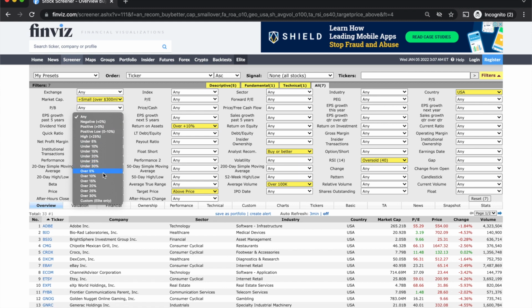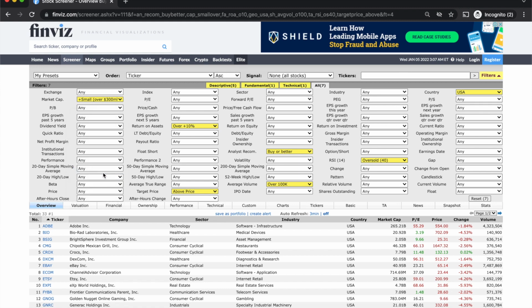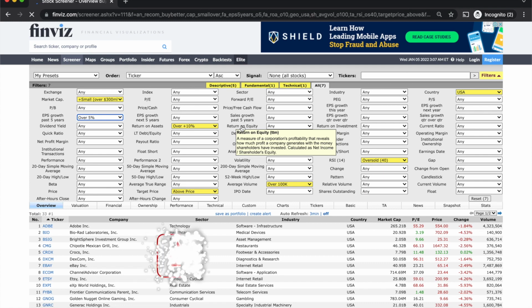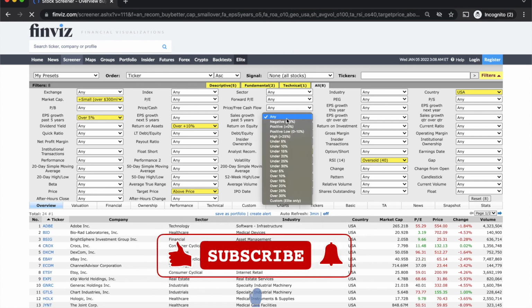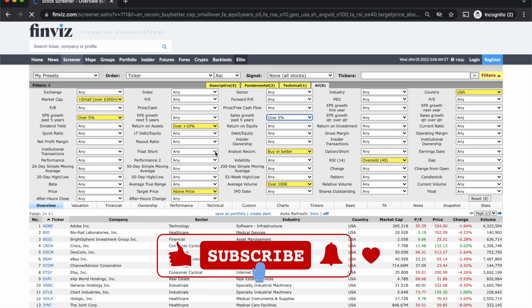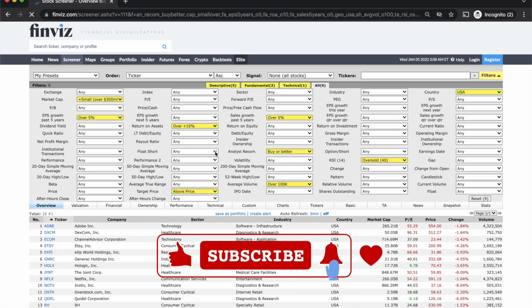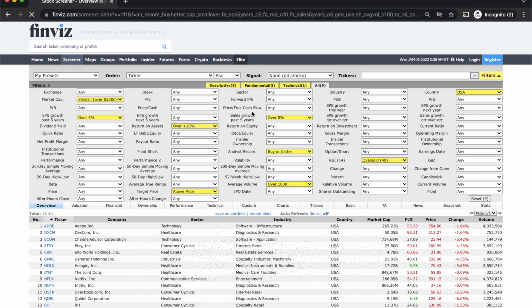Besides this, now I'll do two more settings, which are basically going to be EPS growth for the past 5 years, and I will put this as over 5%, and I'm going to put the sales growth over the past 5 years also over 5%. Now, why am I doing these two settings? Let me first explain the sales growth over the past 5 years.